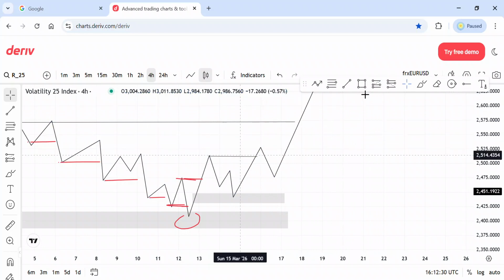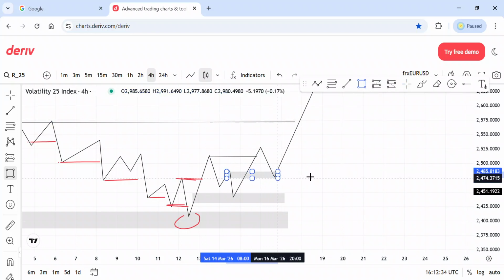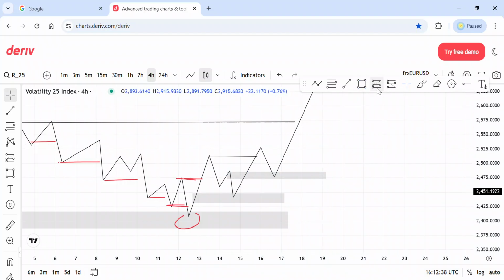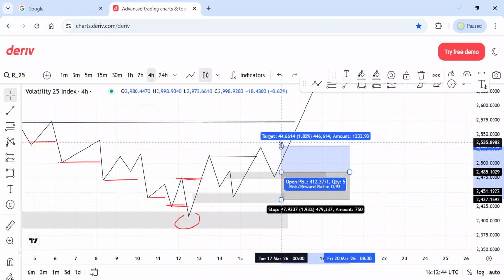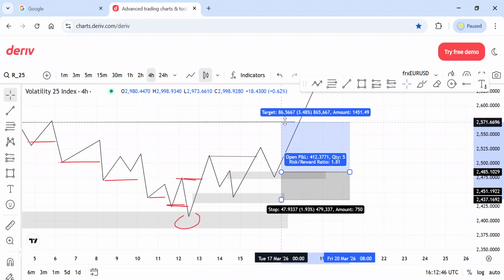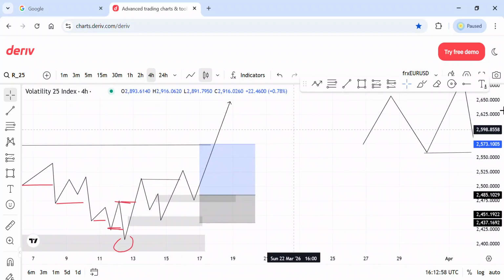After this BOS, if you've seen my breaker block video, you will understand you should be buying from somewhere here. After that BOS, you put your buy limit here, or your order block, or your fair value gap, whatever. Then you still target the same external range liquidity. So it is just as simple as that. This is the best confirmation entry strategy you can ever see anywhere.